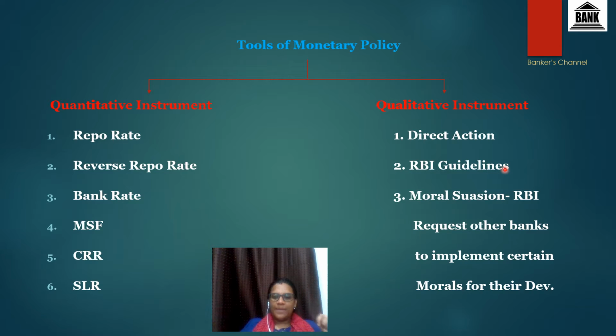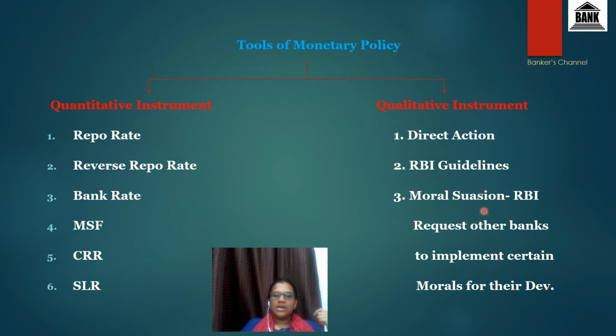Next one is RBI guidelines. RBI will provide a list of guidelines to all the banks, as well as small finance banks, payment banks, everything. RBI will provide guidelines which need to be followed by all the banks in the country. If they fail, it will result in a direct action.